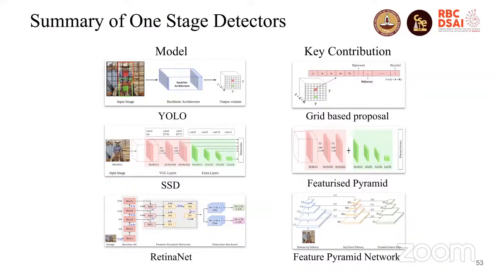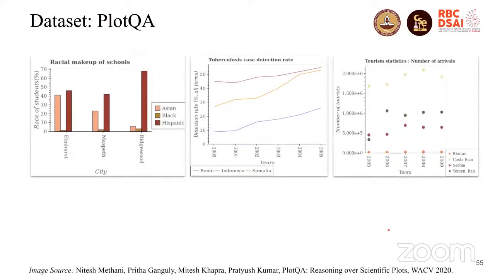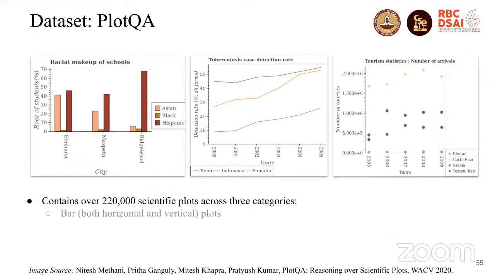So now, having given a quick summary of what object detection methods look like, I want to come back to our goal, which is to evaluate whether these models are sufficient for detecting objects in scientific plots, right? So let's try to see what happens there. For this, we used a data set called PlotQA, which has bar plots, line plots, and dot plots. This data contains over 220,000 scientific plots across different categories.